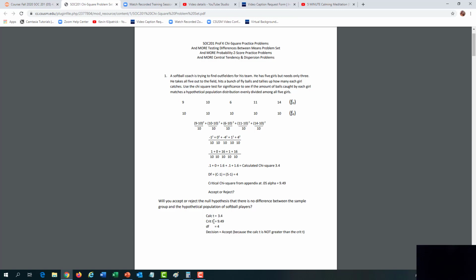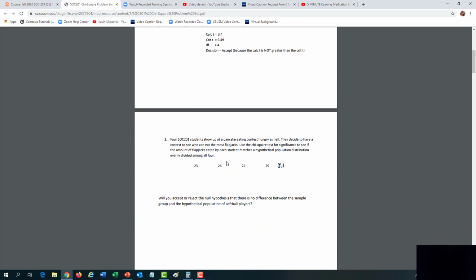And the critical chi-square, not the t, is 9.49. And degrees of freedom is 4. And we have to decide, are we going to accept or reject the null hypothesis? The answer is that we're going to accept the null hypothesis because this calculated t is not greater than the critical t. Okay? So you can refer back to this problem in order to do the second problem, right?